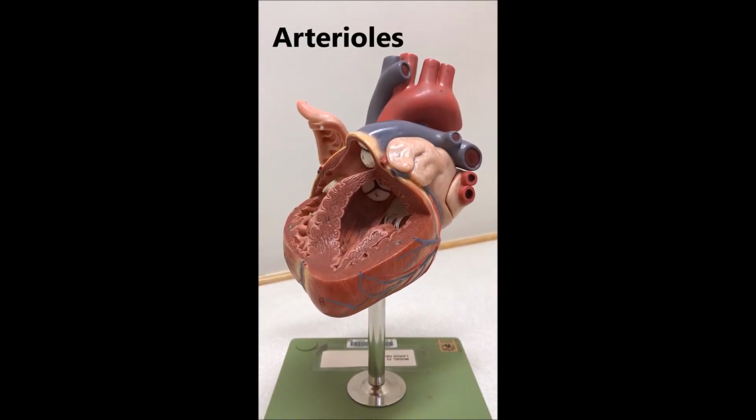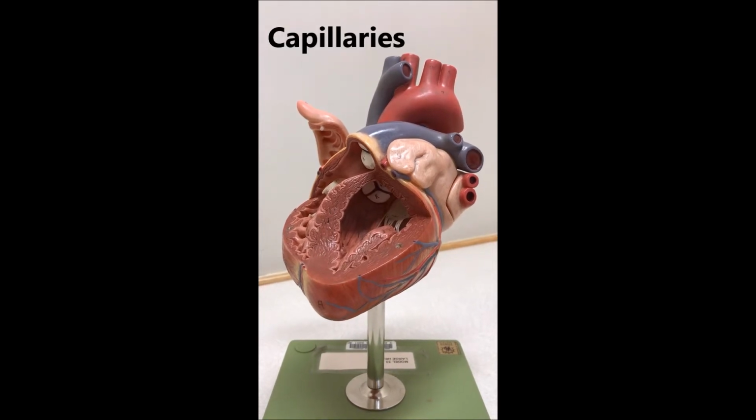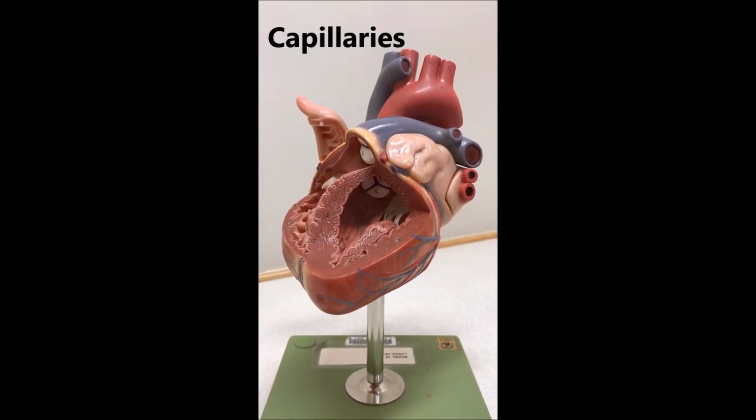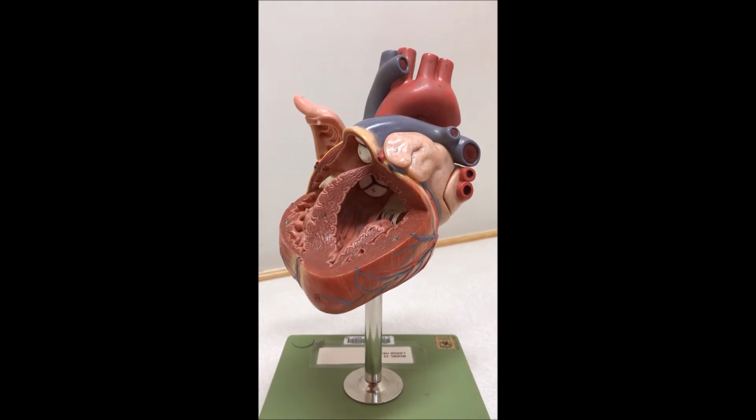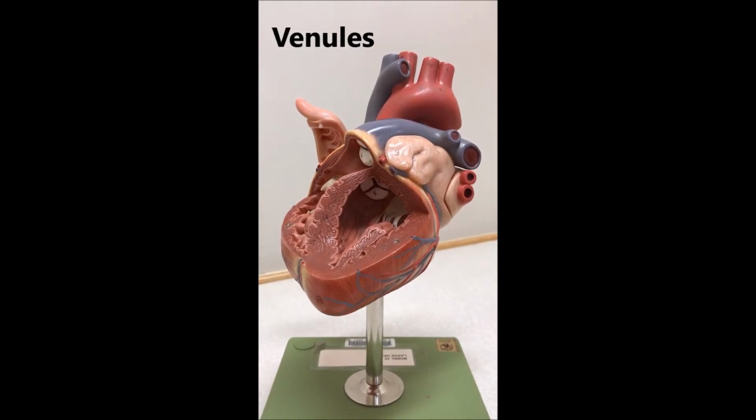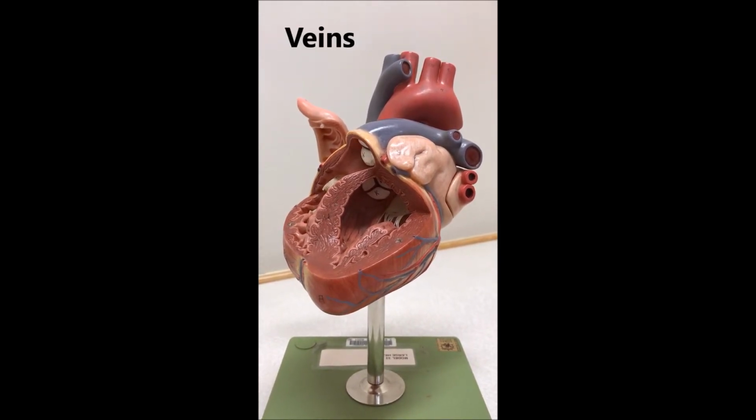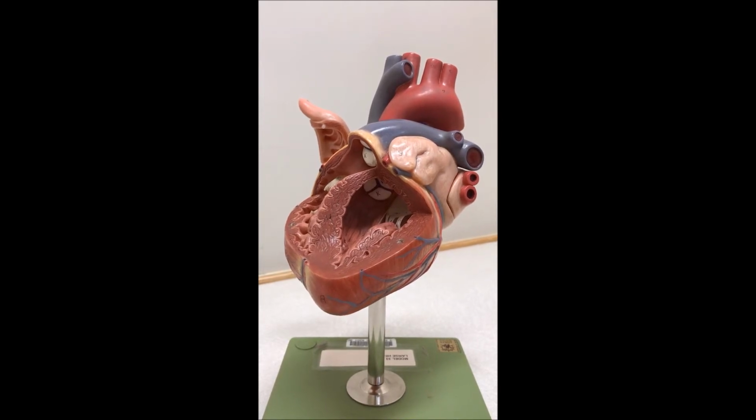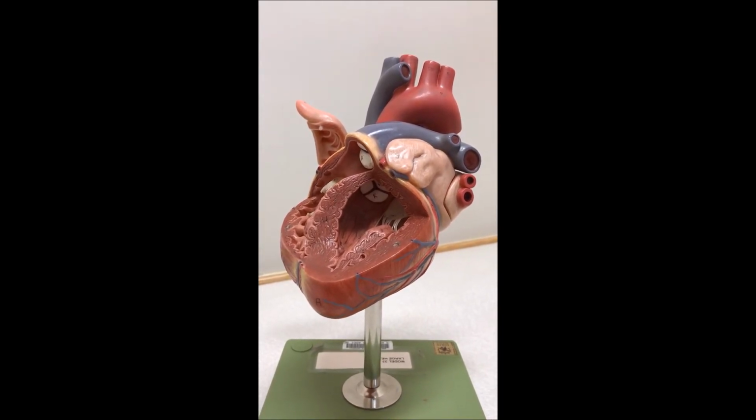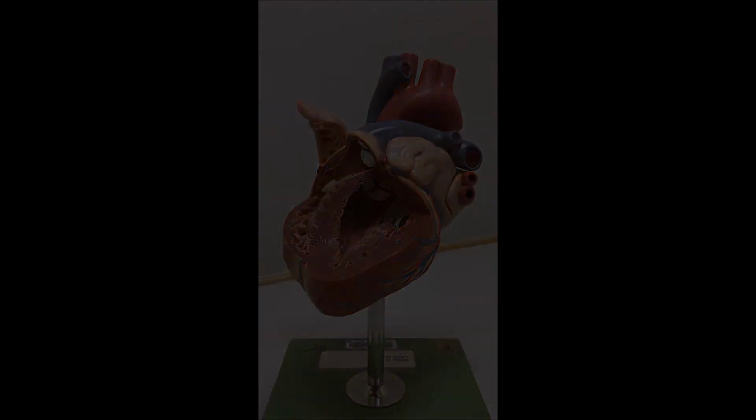The arterioles will become vessels known as capillaries, and at that point, the blood is now deoxygenated in the body. It will then enter through venules and then back to veins. And so the vena cava, where we initially entered the right atrium, is a vein. And so that's how our circulation in the body occurs.